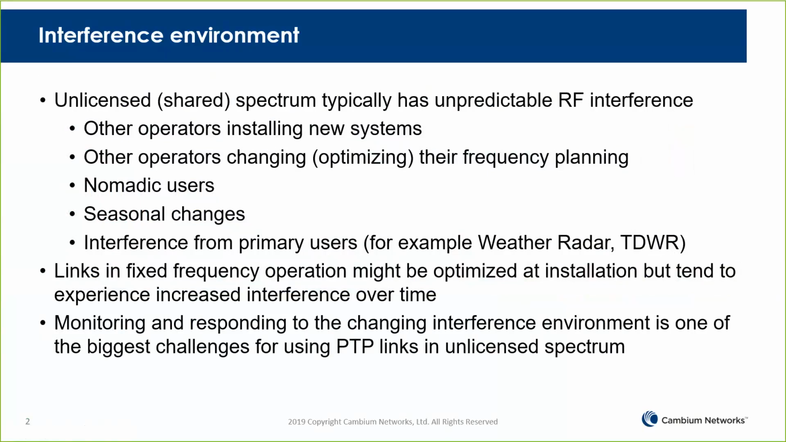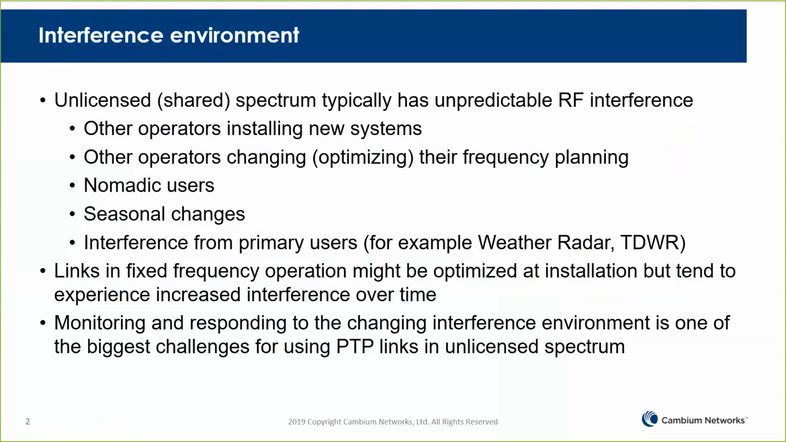Nomadic users who move into the area and maybe electronic news gathering or some event or something like that. Seasonal changes can affect us because leaves on trees attenuate at 5 gigahertz quite well, and bare trees are much less so. So summer to winter can shield us from interference. And then there are primary users in many of these bands, systems like weather radars that we call the TDWR. Sometimes we have to cope with those.